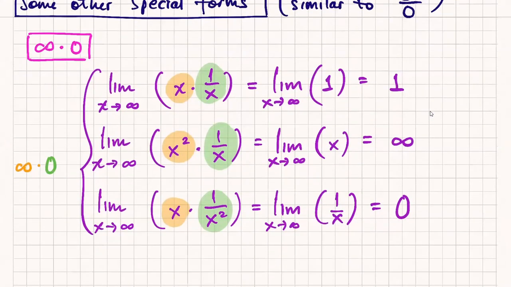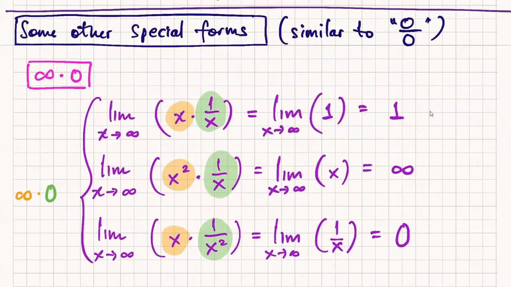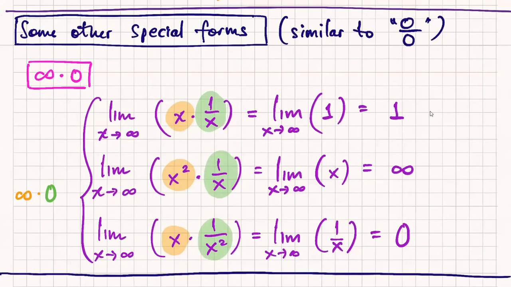Okay, so I hope everyone understands that infinity times 0 needs special care, but for now, you don't know how to handle it. All you know is that if you do get infinity times 0, you need to back up and do something else.